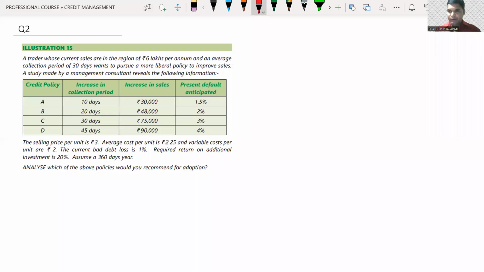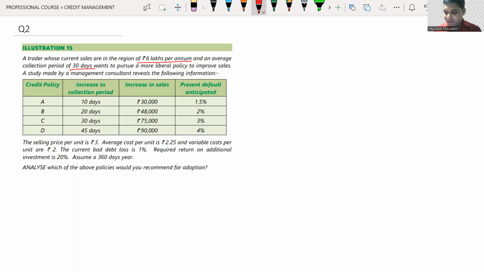Okay, so here is the question. Let's see what is given in this question. A trader whose current sales are in the region of rupees 6 lakh per annum. So this is annual sales, 6 lakh per annum, and on an average collection period of 30 days. So this is credit period, 30 days. Wants to pursue more liberal policy to improve sales.